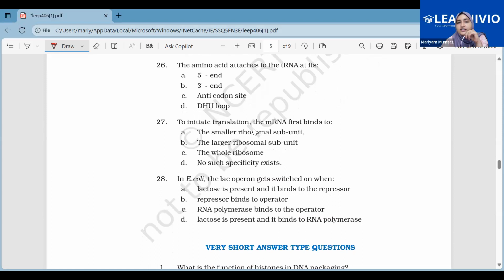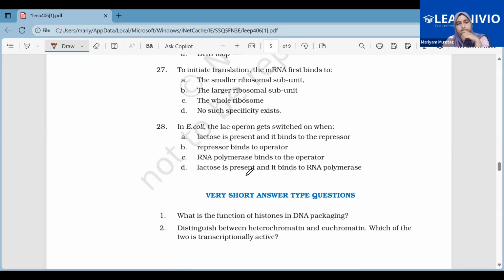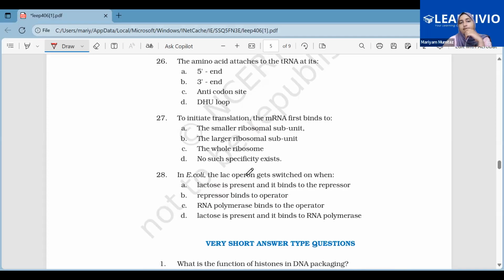The amino acid attaches to tRNA at its 3' end. Yes, you remember the design? It was like that, right? Here it was the 5', here it was the 3'. This part was the amino acid binding end.